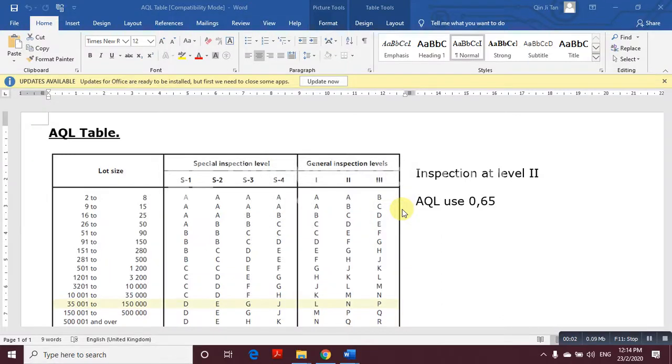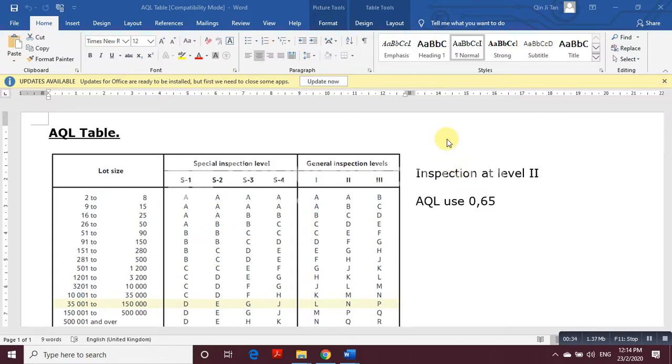Alright, hi there. So now we are going to introduce the AQL table. This AQL table is a table that is commonly used to determine the sampling size of a product. It is worth taking note that normally the AQL table you need to use for end products or raw materials instead of in-process. Later you will get to see why.